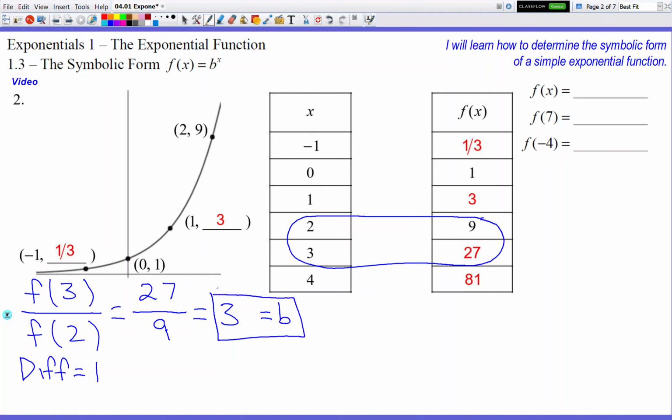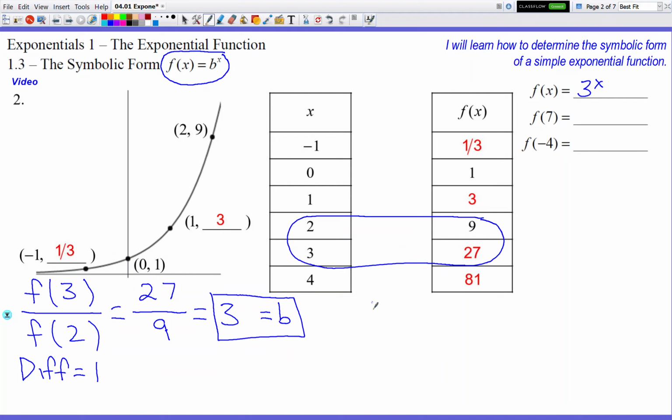Okay, and we're going to set up our equation just like what we have here in the title of the lesson, b to the x power. So we just figured out that b is 3, so write 3 to the x power. Okay, and then we're going to start using this brand new equation that we just found out and plug in 7 and crunch the numbers, then plug in -4 and crunch the numbers.